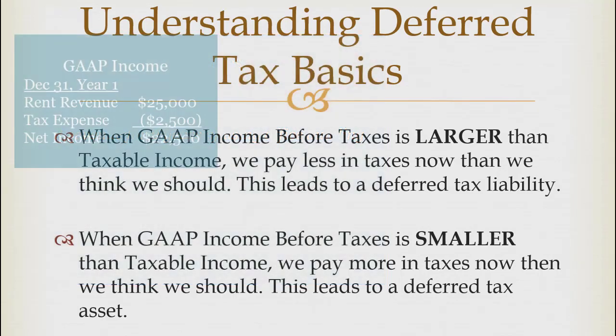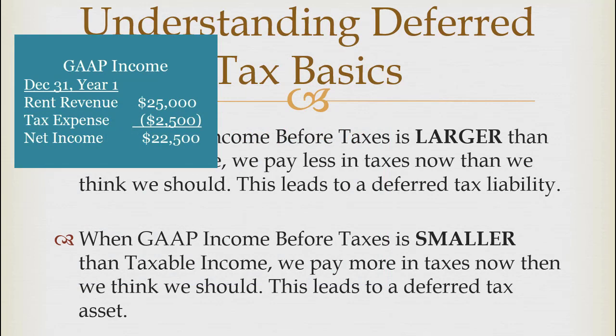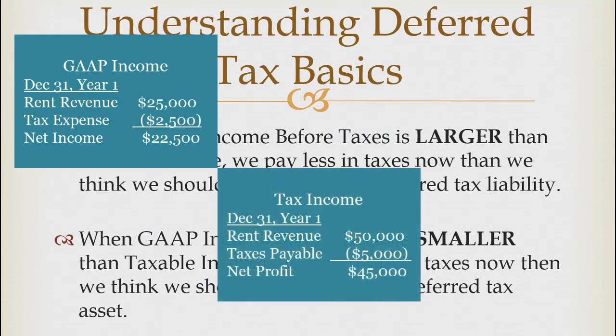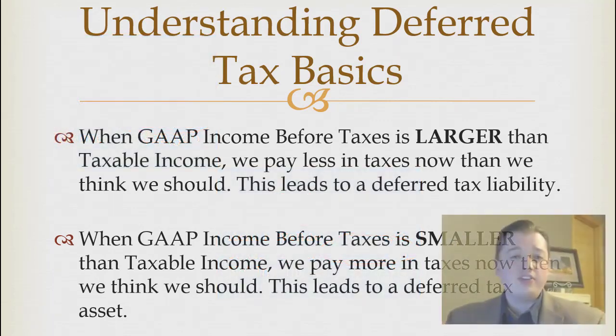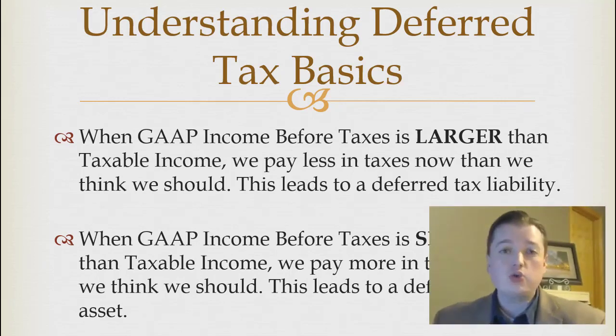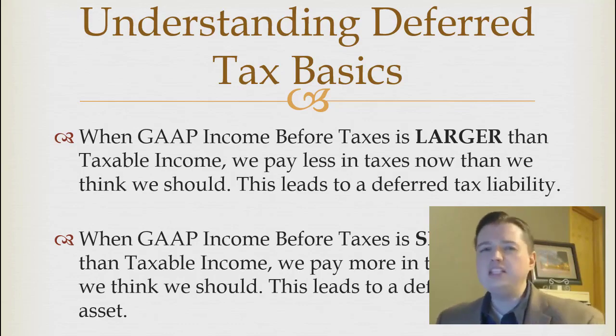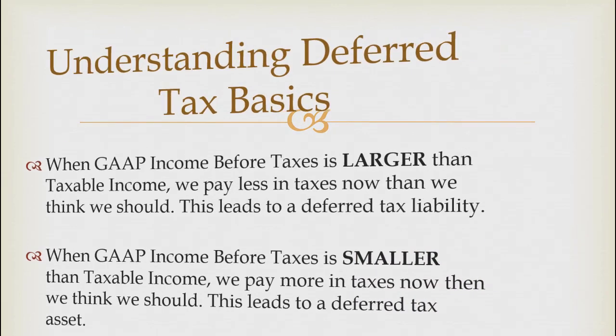Well, now what's happening is I'm showing income of 25 and taxable income of 50. And I end up having to pay taxes on much more than I think I should have to under GAAP. That leads to a deferred tax asset. I have prepaid on that extra $25,000 worth of revenue. That's deferred tax assets. Now, this is a hard concept for a lot of us as we first get into it. I remember really struggling with this when I first did it. So let's take a look at one more example. Basically, I want to draw you some pictures.